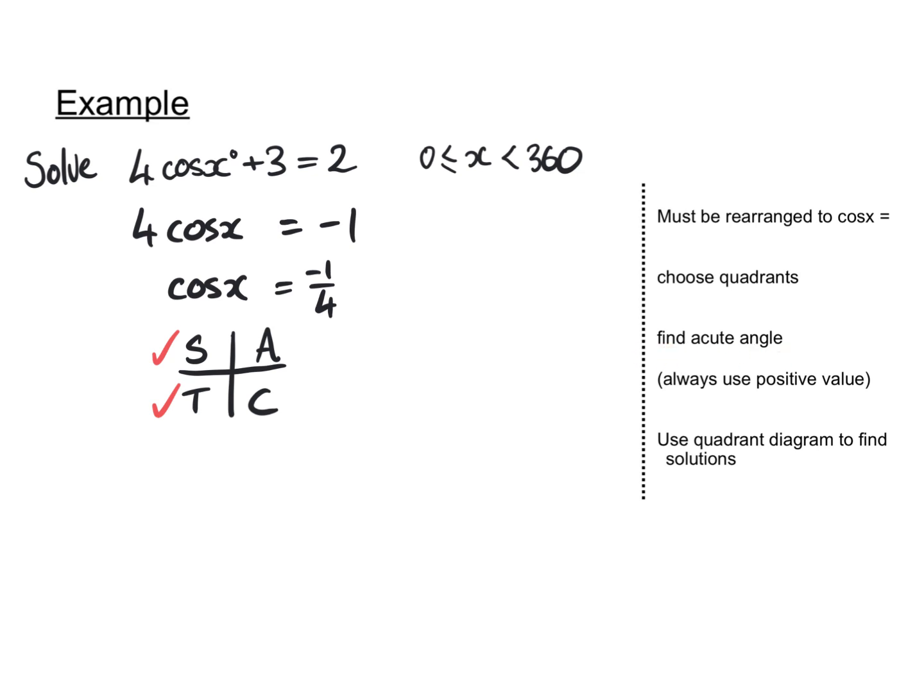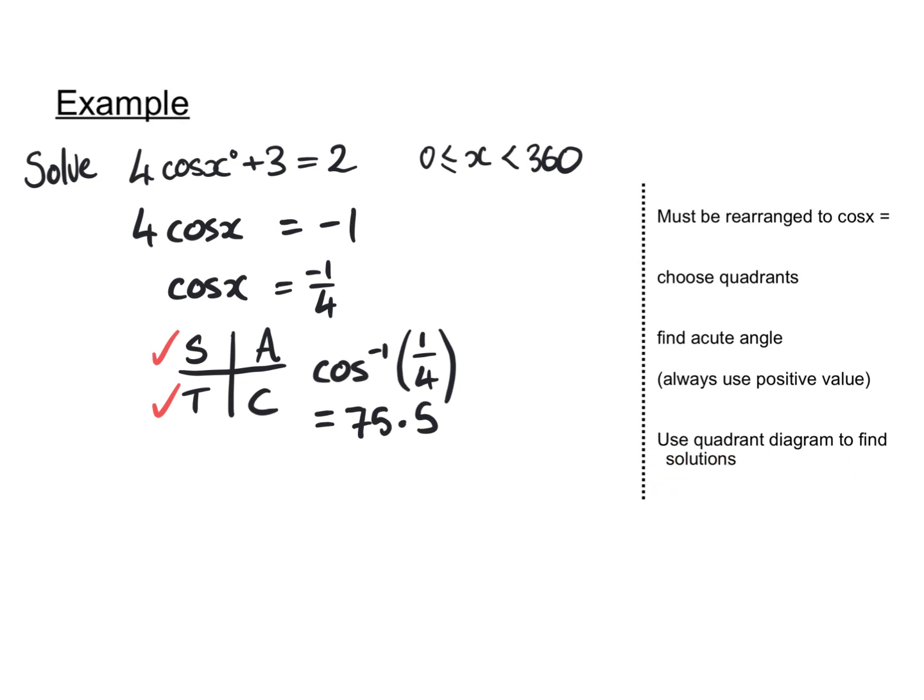Once we've done that, we're going to go on to the next step, which is to find our acute angle. Now our acute angle working, remember, goes up at the side of your CAST diagram, and we must use a positive value. So if I've got cos x equals negative a quarter here, to find the acute angle, I'm going to have to use inverse cos. The important thing to remember is we must use a positive value to find our acute angle. So even though that says negative a quarter here, I'm going to use positive 1 quarter when I'm finding my acute angle. So inverse cos of a quarter is 75.5 degrees.